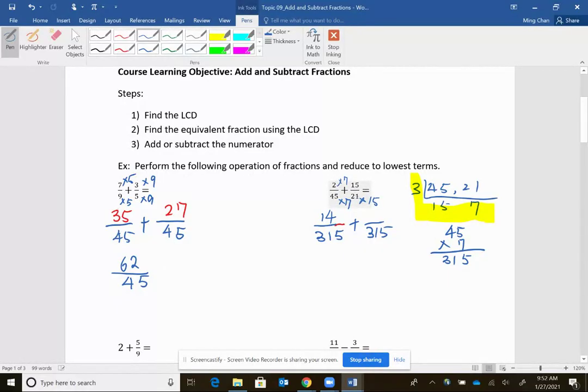So 21 will go into 315 fifteen times. So my numerator times by 15. So 15 times 15, no idea what it is. 5 times 5 is 25, carry 2. 5 times 1 plus 2 is 7. 1 times 5 is 5. 1 times 1 is 1. So that will be 225. All right, so 225 plus the 14. So that's 239 over 315.